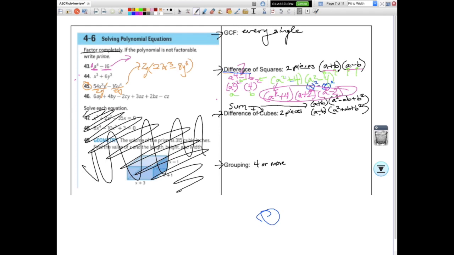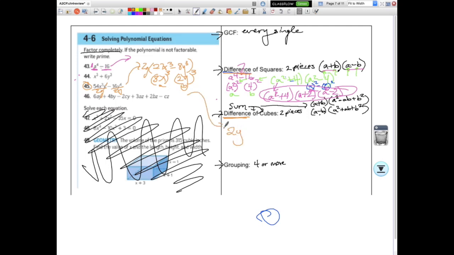Now I notice this is 2 pieces, and it's a difference, so I ask myself, is it a difference of squares or is it a difference of cubes? Well, looking at those powers, they're both 3, so I'm thinking it's a difference of cubes. I'm going to pull a cube root on the outside. The cube root of 27 is 3, and the cube root of x to the third is x. The cube root of 8 is 2, and the cube root of y to the third is y. So this becomes my a, and this becomes my b.